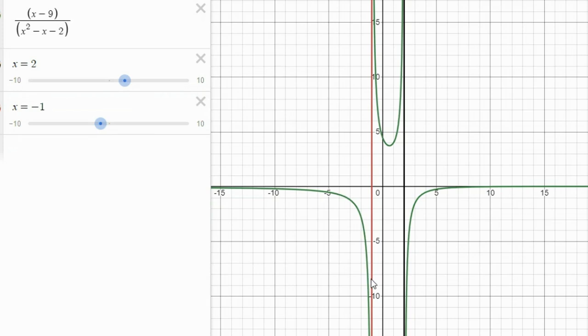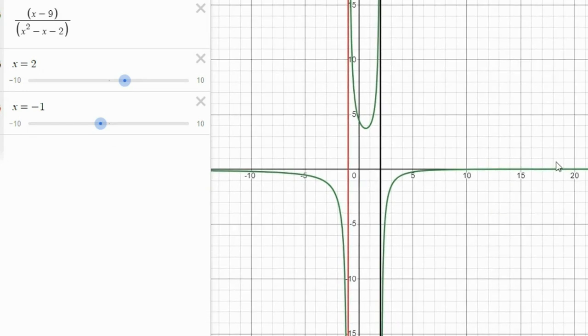And so this has got 3 pieces. The green graph there, I can turn these off. 3 pieces because of the asymptotes. It exists everywhere else except for when x equals 2 and x equals -1. And this is what the graph looks like. And it also has a horizontal asymptote at 0.